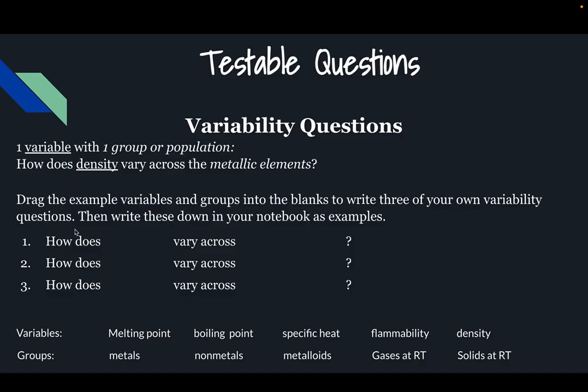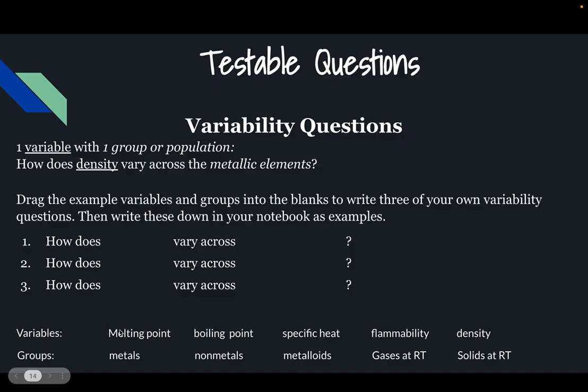So basically, there's this format that we can follow to write a good research question. And what you need to do is write down 3 variability questions in your notebook. You're going to write down what a variability question has for format, describe the format, write down my example, and then use these variables down here and these groups to fill in the blank. And write down these 3 questions in your notebook that you come up with.